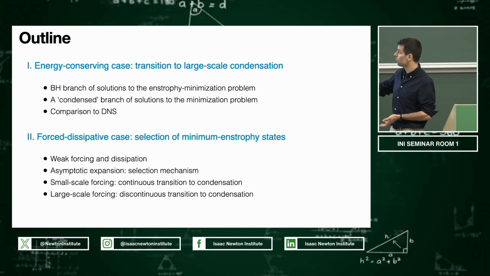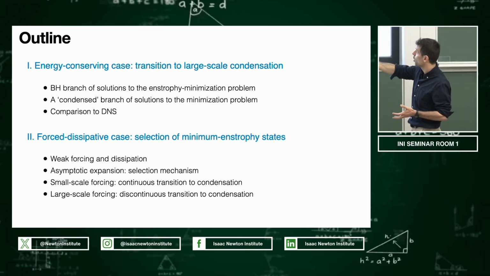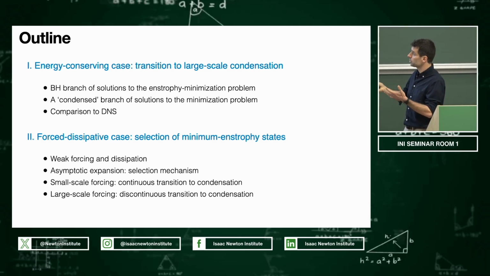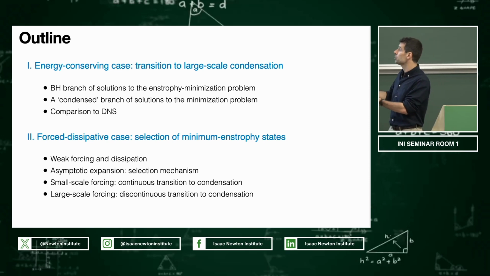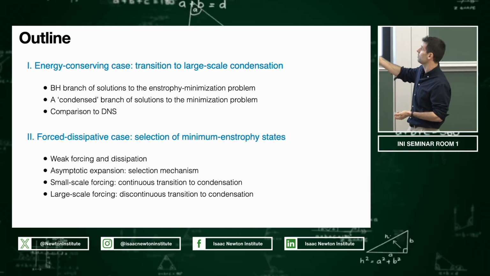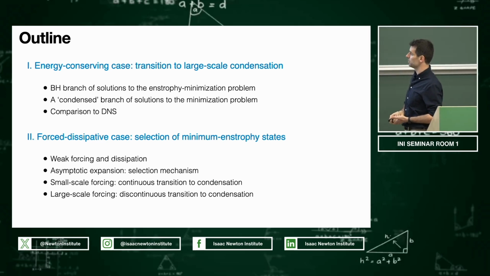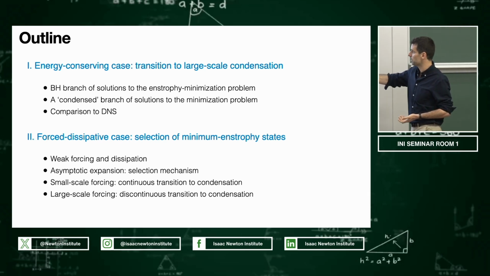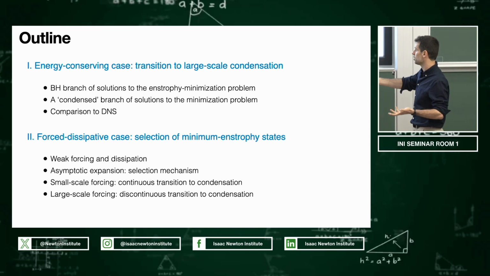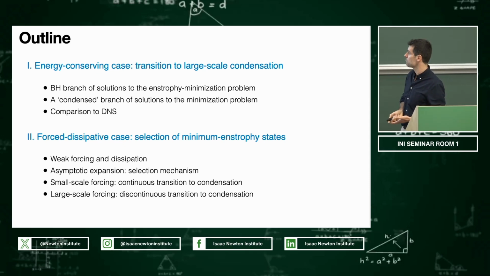And then I will switch to the forced-dissipative case, and I will show you how, while in this system, we end up with a continuum of solutions with the solution being indexed on the initial energy of the system. Here, you can select a single solution out of this continuum of solutions based on the forcing and large-scale dissipation that you have in the system. Okay, so we'll do that through an asymptotic expansion, and then I will consider small-scale forcing and large-scale forcing, showing you how we can make predictions for the large-scale condensate in these two cases.